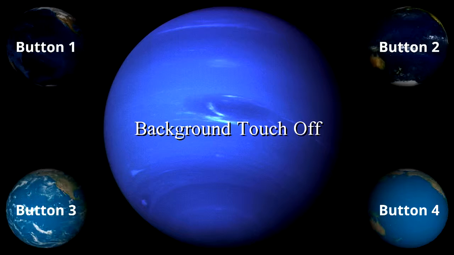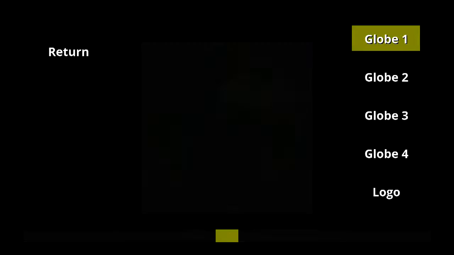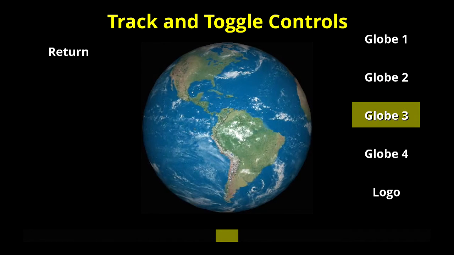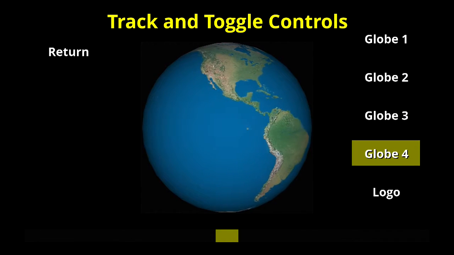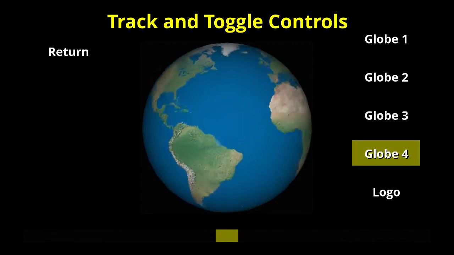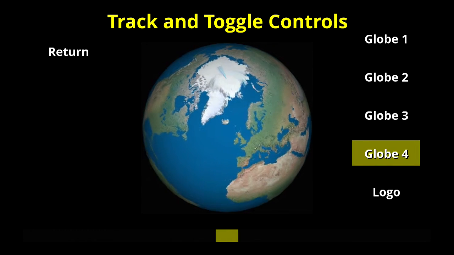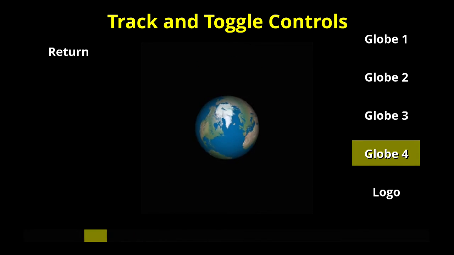In this example, the 5 buttons on the right select the image that is projected onto the rotating globe in the center. This globe has a tracking area that allows it to be manipulated by the user. The horizontal slider at the bottom of the page controls the scale of the globe in this example.